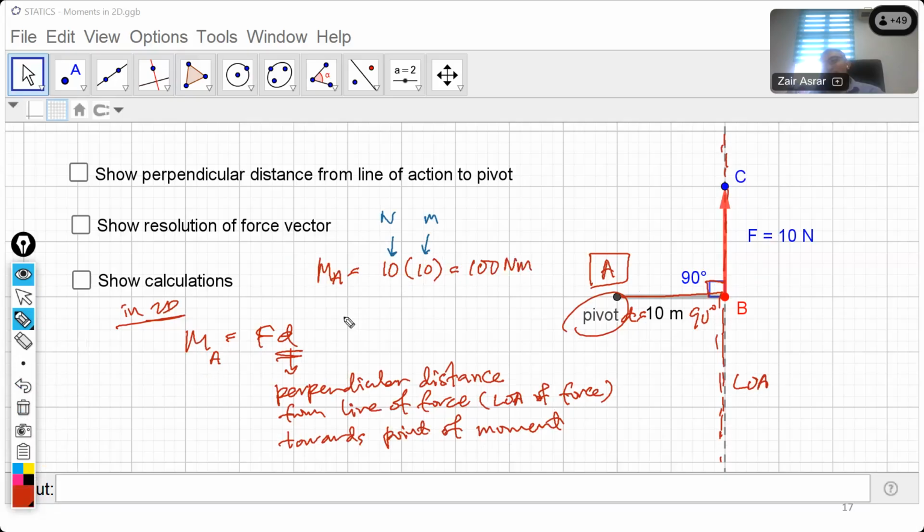In this case, if you look at this force, what would this force do about point A? This force will cause a certain rotation about point A. Imagine in your head, what kind of rotation? In the case of 2D, we have only two options: either the rotation is clockwise, or counterclockwise.